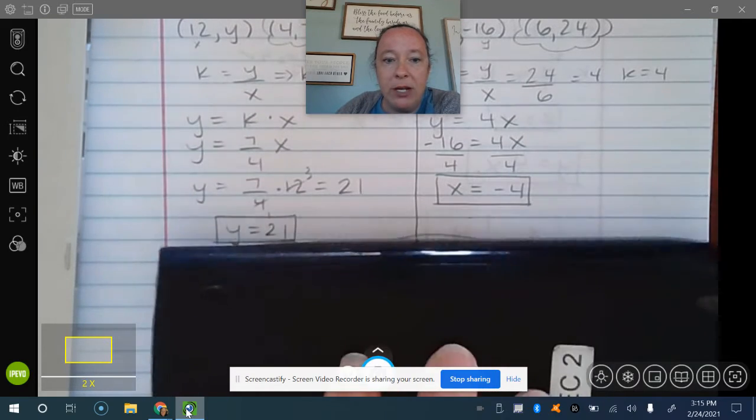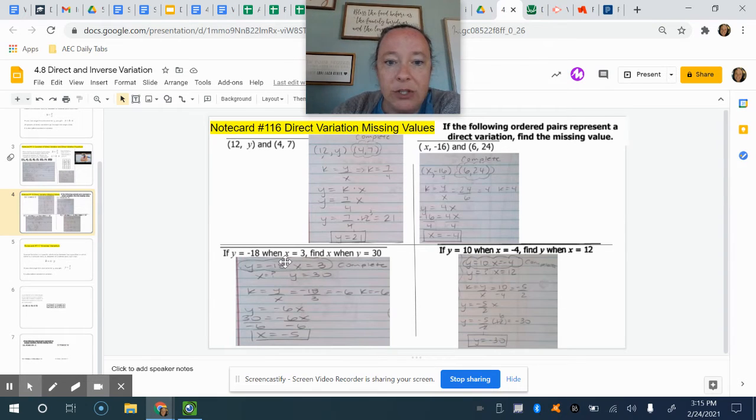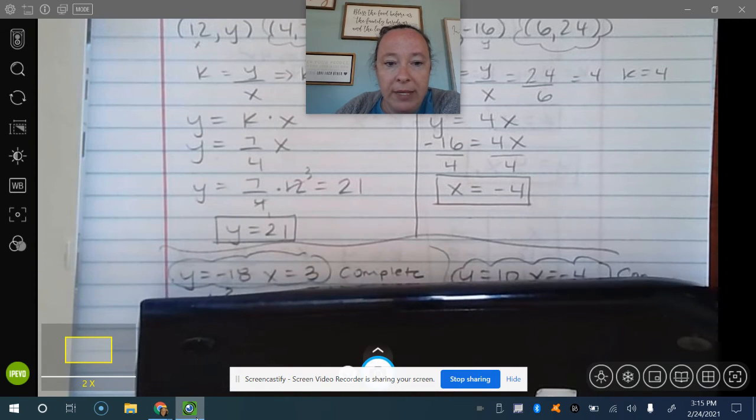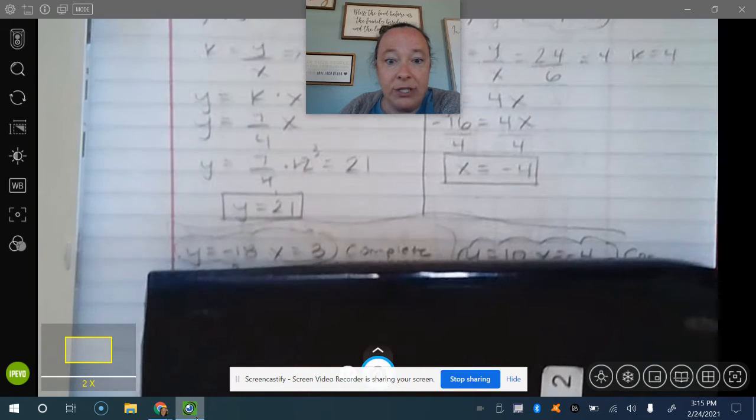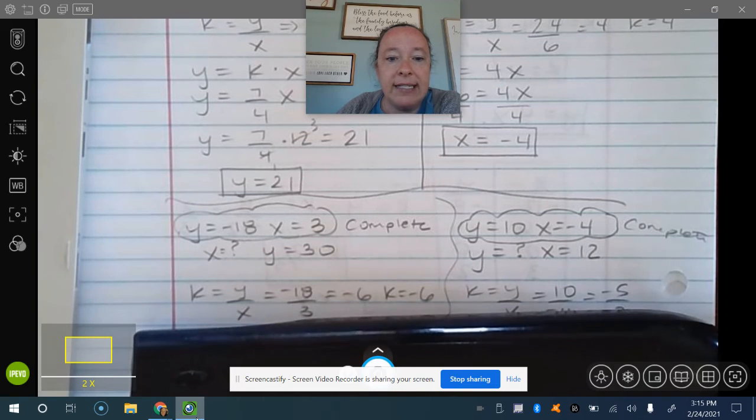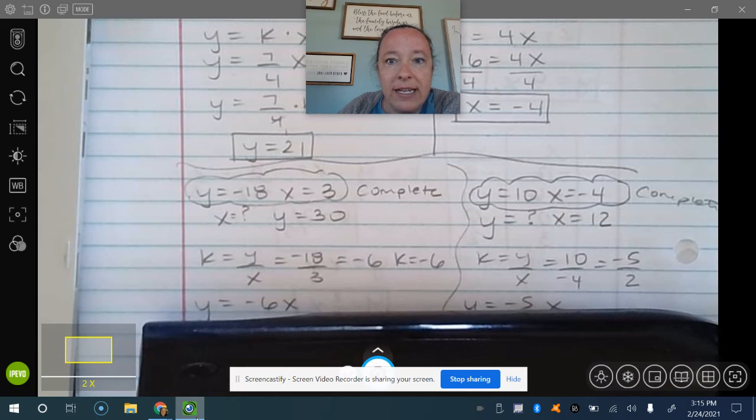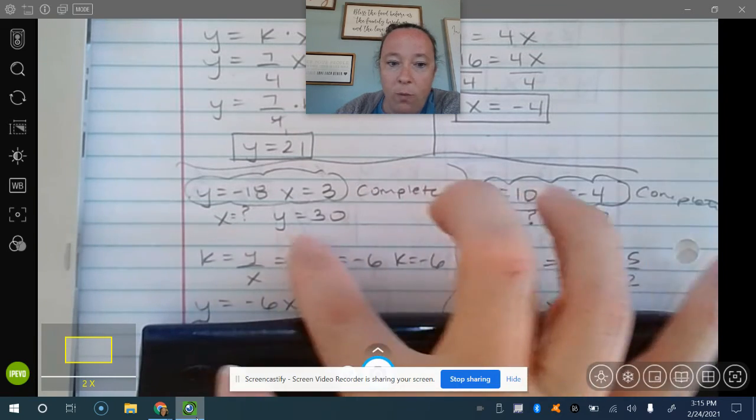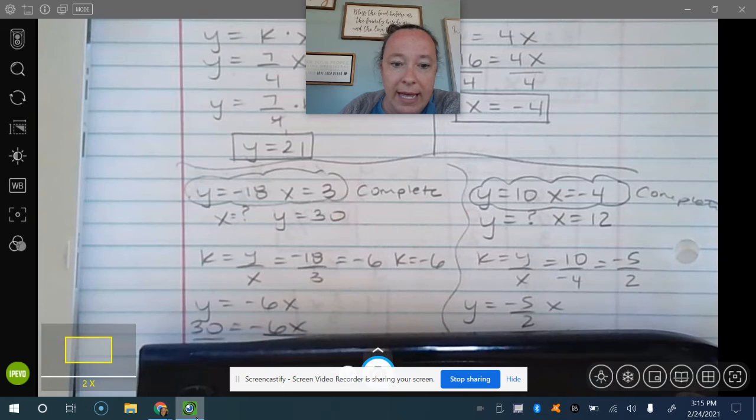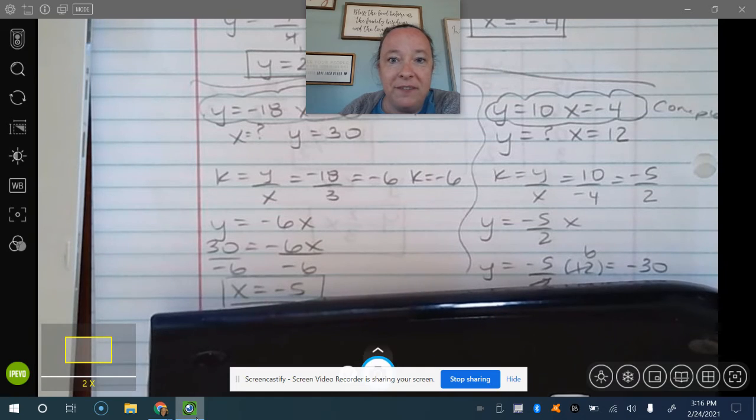Now, the bottom example is a bunch of words. Okay, let me show you that real quick. Y is negative 18, x is 3, and it wants us to find x when y is 30. Okay, so our complete set of information is y equals negative 18 and x is 3. And we want x when y is 30. So the same process, y equals k over x, negative 18 over 3 is negative 6, so that's k. Then your equation is y equals negative 6 times x. We know y is 30, so we're going to put 30 right there. And then we solve for x by dividing both sides by negative 6. And we get that x is negative 5.